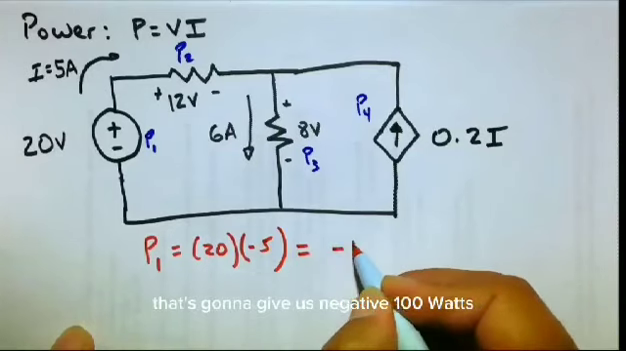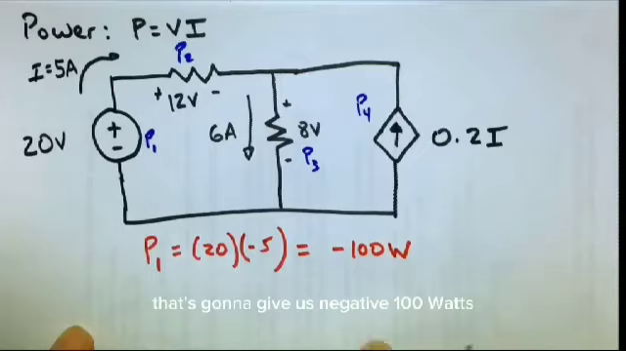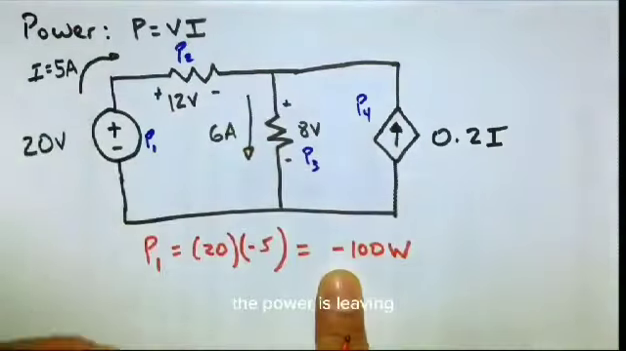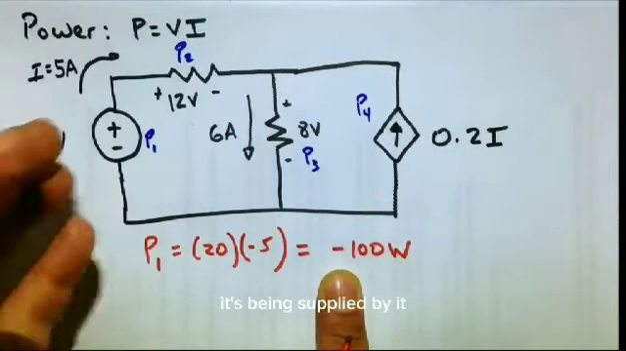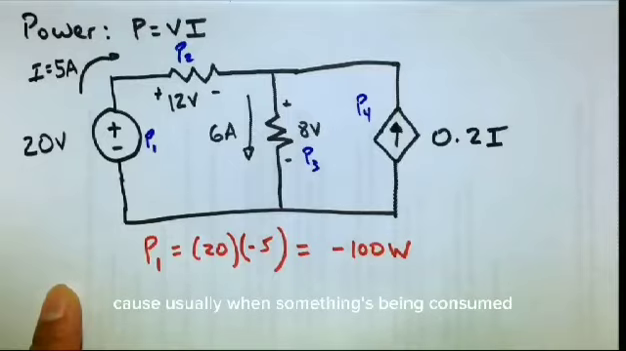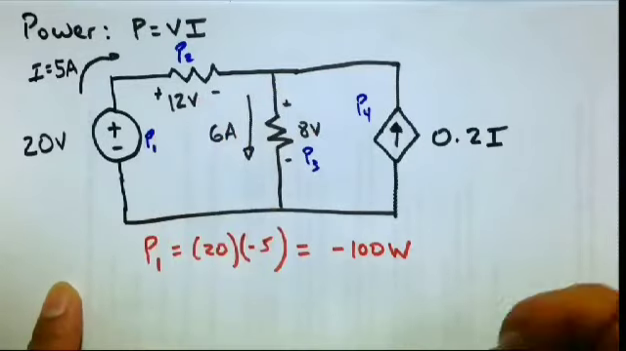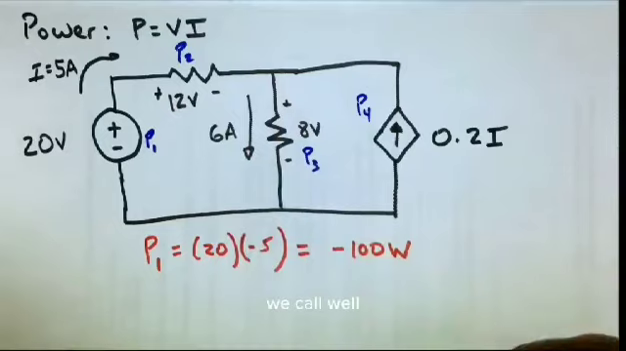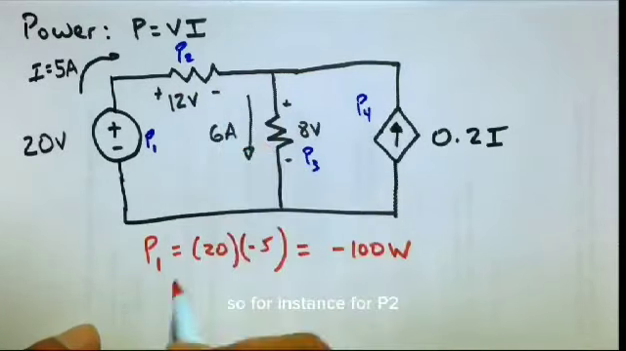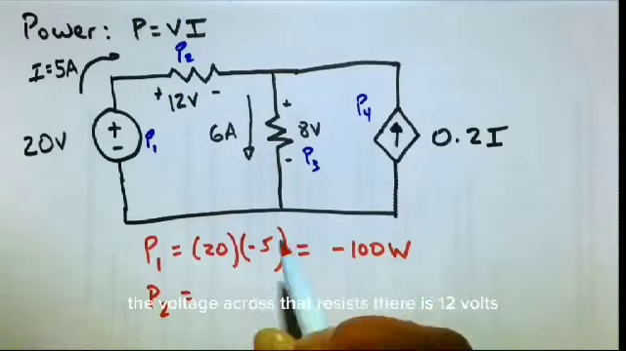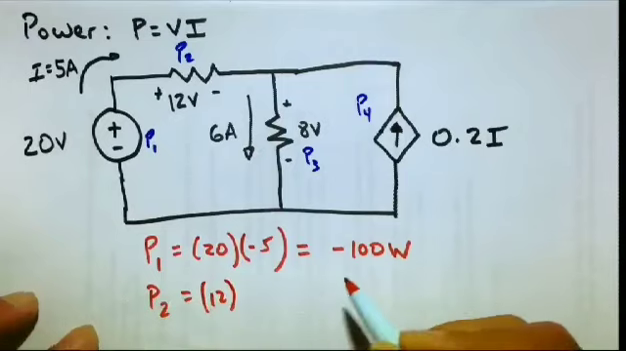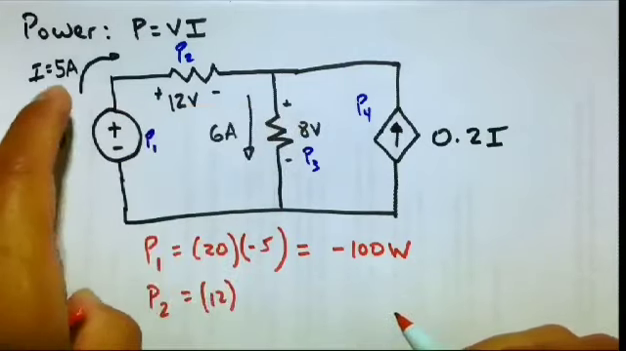That's going to give us negative 100 watts. And we're using this minus sign just to indicate that the power is leaving. It's not being consumed by this, it's being supplied by it. So we're going to indicate that by saying minus. Because usually when something's being consumed, or at least in convention, we'll usually refer to it as a positive power. So for instance, for P2, the voltage across that resistor is 12 volts, and the current going through there is 5 amps.